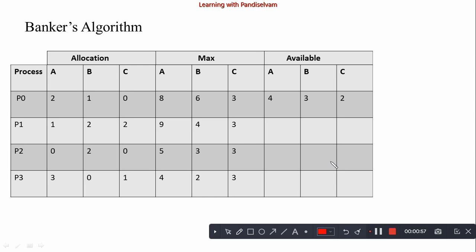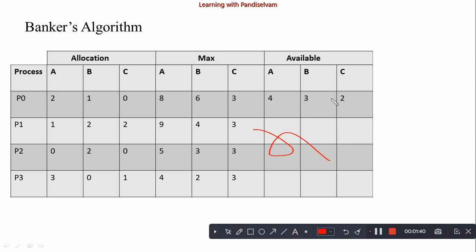From the problem we can identify that we have four processes, that is P0, P1, P2, P3. These are all available resources, three resource types A, B, C. Maximum resources needed for the completion of a particular process: suppose if we take P0, we need 8 instances of A, 6 instances of B and 3 instances of C. These are the currently available resources, that is 4, 3, 2. So from the problem we should identify all those things.